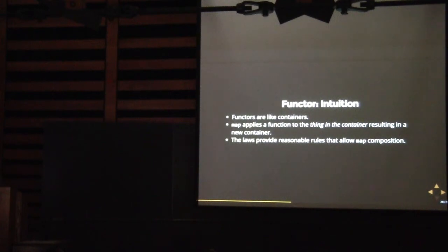So the intuition here is that you can think of functors as kind of like containers. So map takes a function and applies it to the thing on the inside of the container. It ends up resulting in a new container. And the laws here just provide reasonable rules that allow map composition. So these things do have laws, and sometimes they can look very complicated, but they're generally what you would want. These are the intuitive laws that you would expect out of something like this.